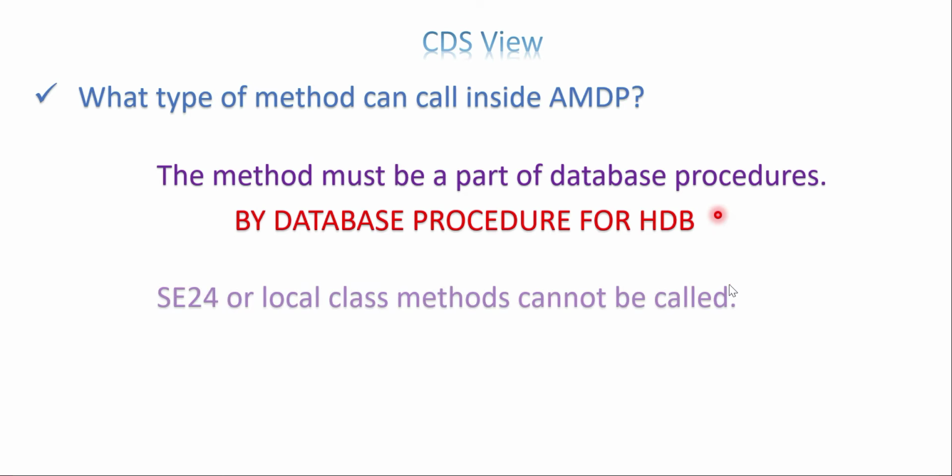The other way around, you are not able to call any local or global class methods inside your AMDP, the normal method which doesn't have the database procedure statement. So now the thing is very clear. You are able to call a method which is part of another AMDP procedure. Then only you are able to call the particular method. I will show you what will happen if you call a normal method inside an AMDP. Normally you will get a short dump. We'll try to check that also.